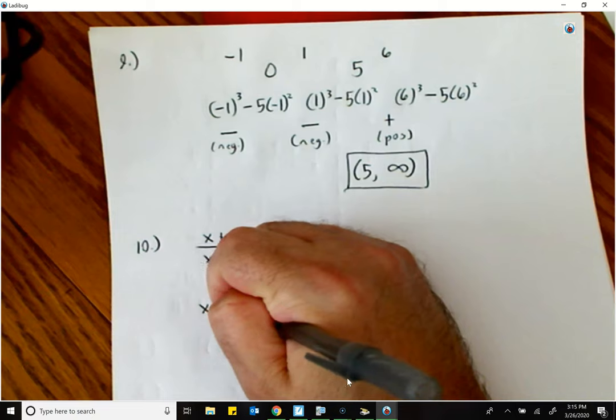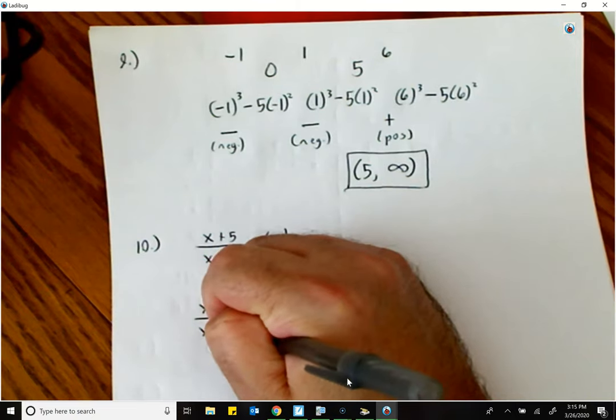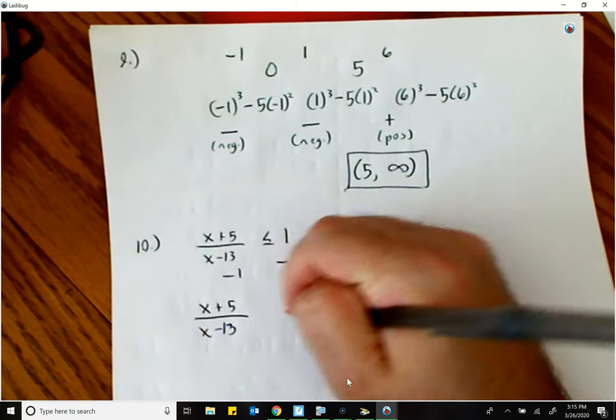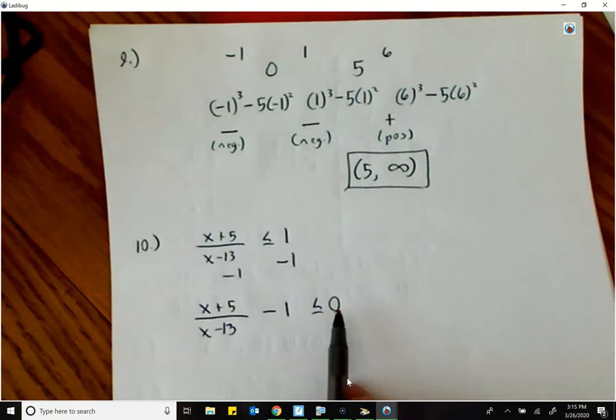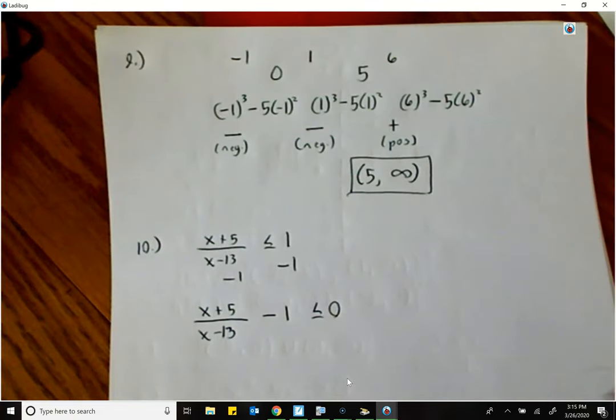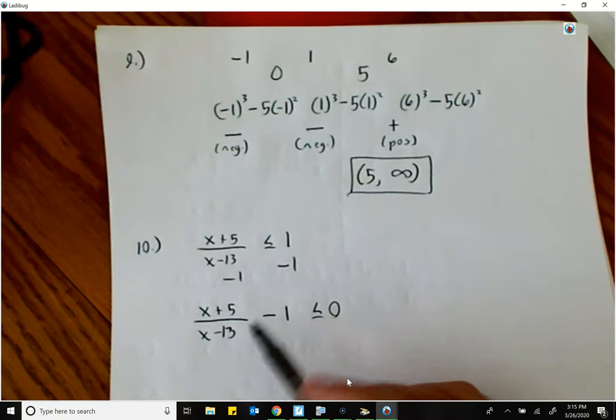And we're going to have (x plus 5) all over (x minus 13) minus 1, less than or equal to 0. Now, this is a good thing. Just like what we did before in problem number 5, we need to put these together. Okay, so let's put this information together.